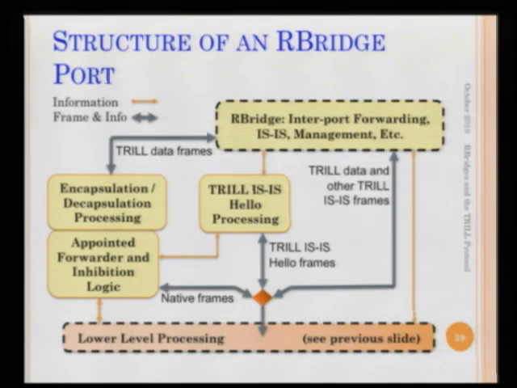And then if you emit link state or other TRILL data, or you're emitting a TRILL encapsulated data frame, that comes down the right side and it goes right out. So if you're sending a TRILL data frame, it goes down the right-hand side. It's not subject to any of this appointed forwarder or filtering or inhibition logic.